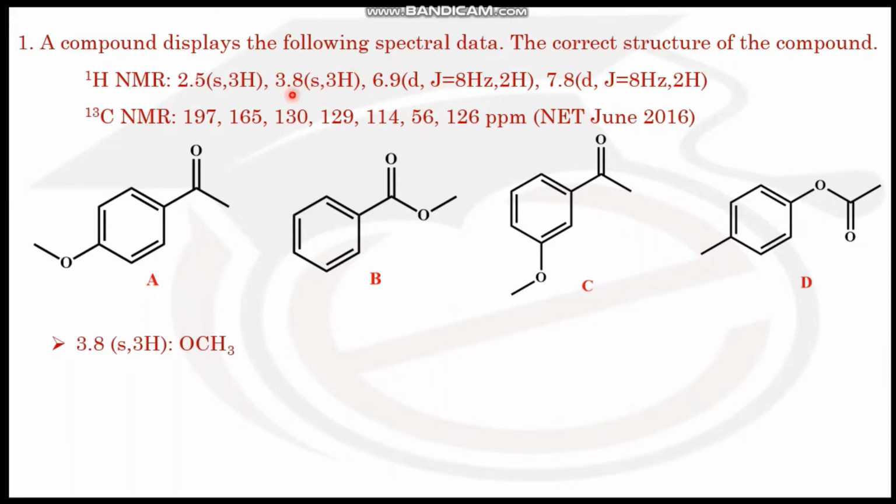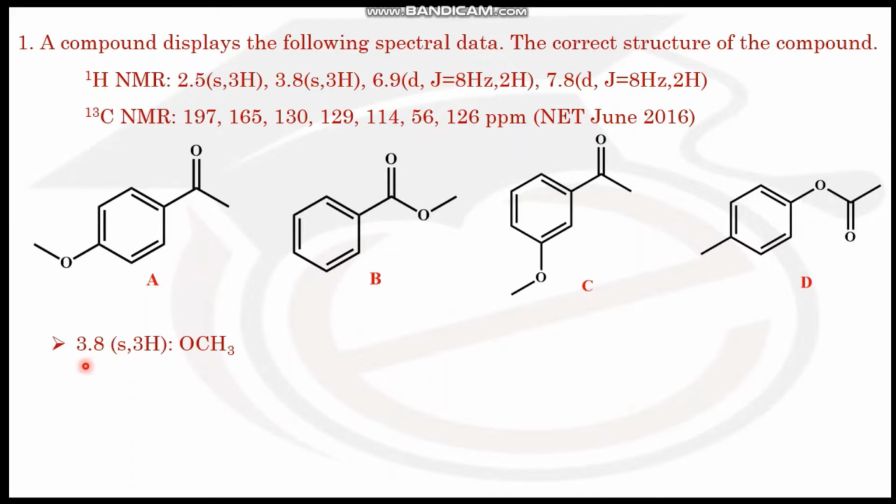First, we take the value 3.8 singlet 3 hydrogen. This indicates the presence of OCH3, and always remember or note down this value, as it will help you find the structure. If you work on these structural elucidation questions, you can see that almost every question is like this: one ketone will be there, one alkoxy group will be there.